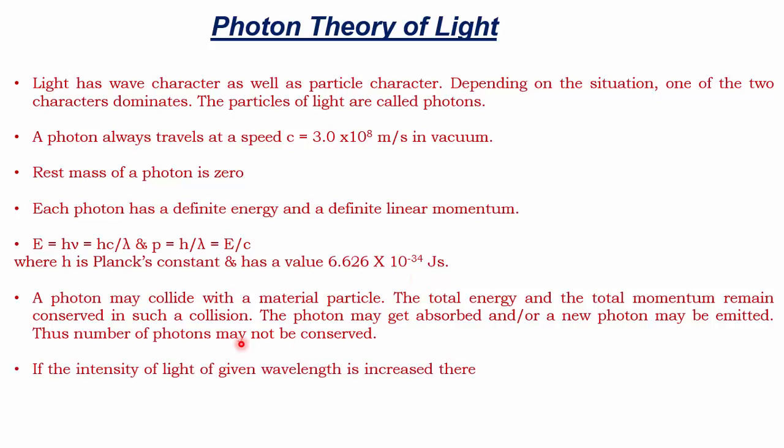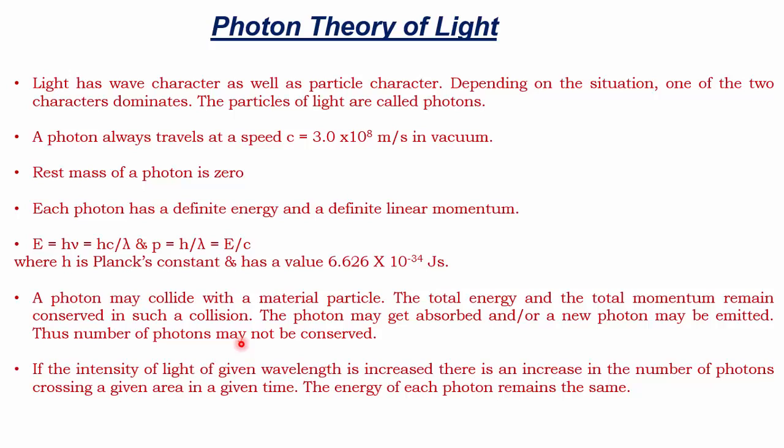A photon may collide with a particle. It is shown here that it collides with an electron, and the number of photons will always remain conserved. And if the intensity of light, that means the number of photons per unit area, per unit solid angle, যেভাবে define করো, if the intensity of light of given wavelength, মানে কোনো একটা particular light যদি intensity বাড়ে, is increased, then there is an increase in the number of photons per unit area in a given time, but the energy of each photon will remain the same. Energy is independent, but the intensity actually matters, the number of photons per unit area.